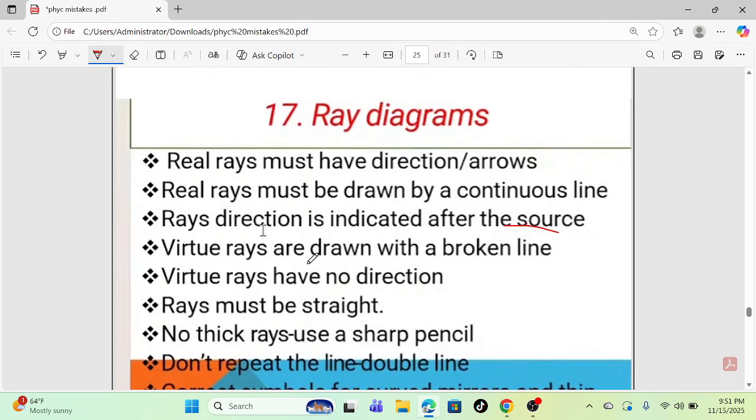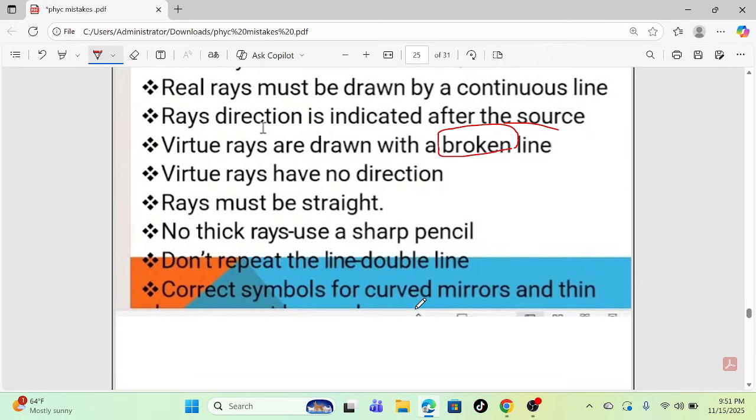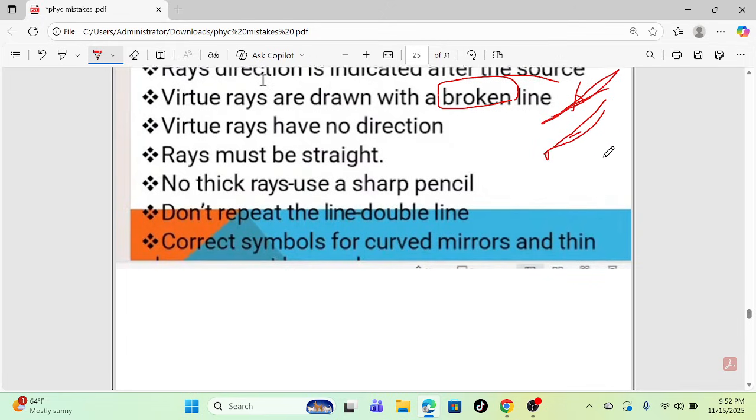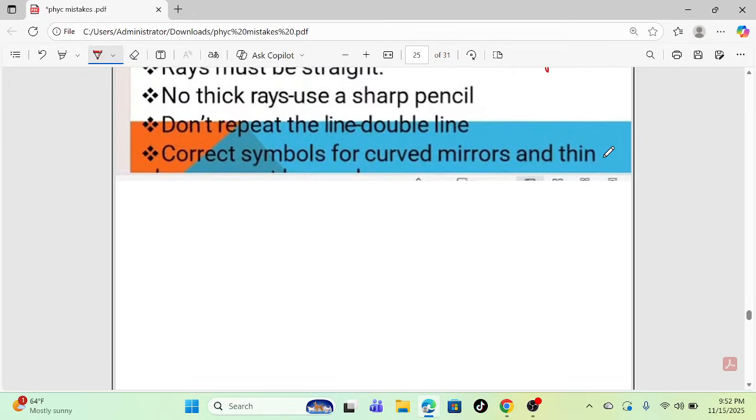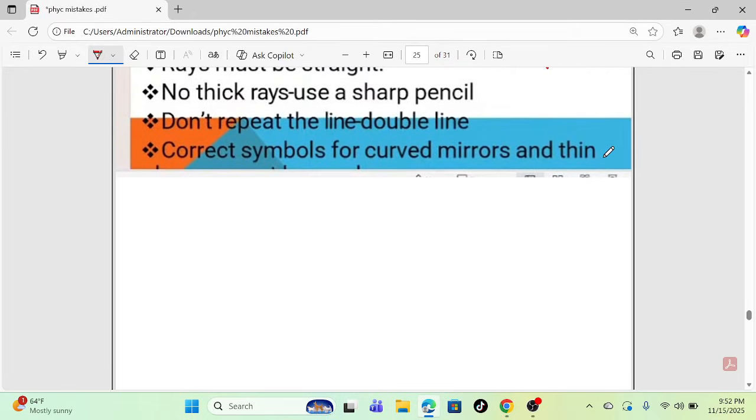Virtual rays are drawn with broken lines. Virtual rays have no direction. Rays must be straight. No thick rays. Use a sharp pencil. Some people just draw with another thick pen. So that you notice, my friend, the pencil must be sharp enough. Do not repeat the line or draw a double line. For example, people also retrace. Don't repeat. The correct symbol for curved mirrors and lenses should be used.